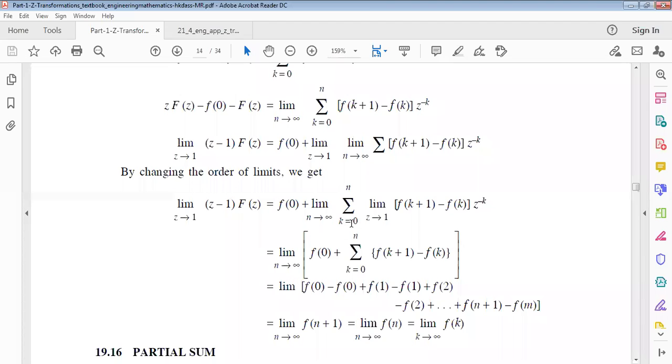Now the limit as n tends to infinity, this whole thing can be written as f(0) plus the summation, by putting the value of the summation. The limit as z tends to 1 of this equals the summation from k equals 0 to n of f(k+1) minus f(k). Now if we take the limit as n tends to infinity, then f(0) minus f(0), f(1) minus f(1), f(2) minus f(2): in this way all terms vanish except one. Only the limit of f(n+1) will exist, so this equals the limit as n tends to infinity of f(n).